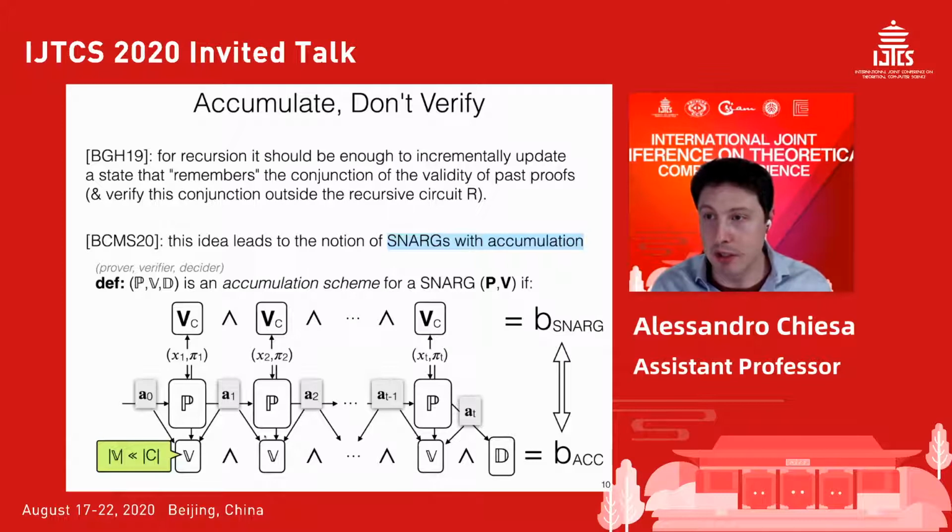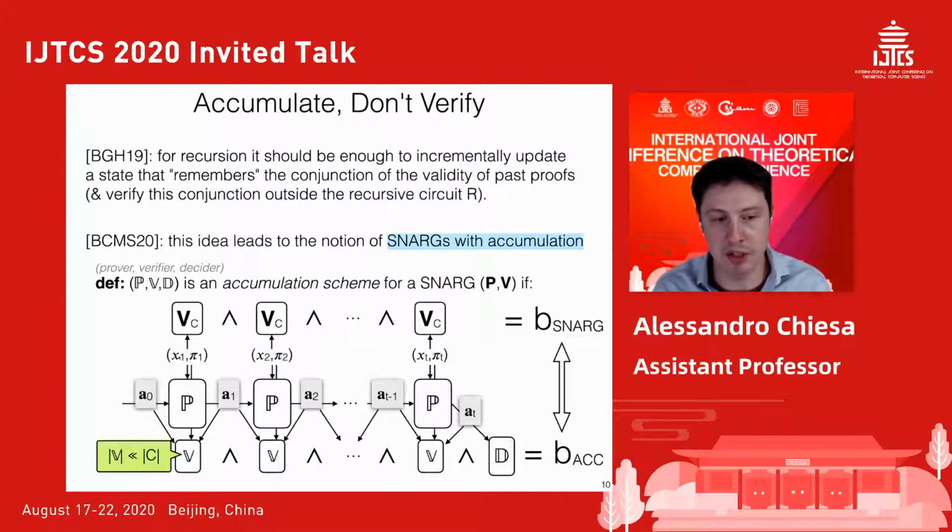The question is, will T be an input to the accumulation scheme? No, T will not be an input. Just like in recursion, T is just some ongoing process. So I could stop anywhere here and use the decider and know that if all the accumulation verifiers so far accepted and the decider accepted, then I know that all the snark proofs that were accumulated so far did verify. So this is an ongoing process.